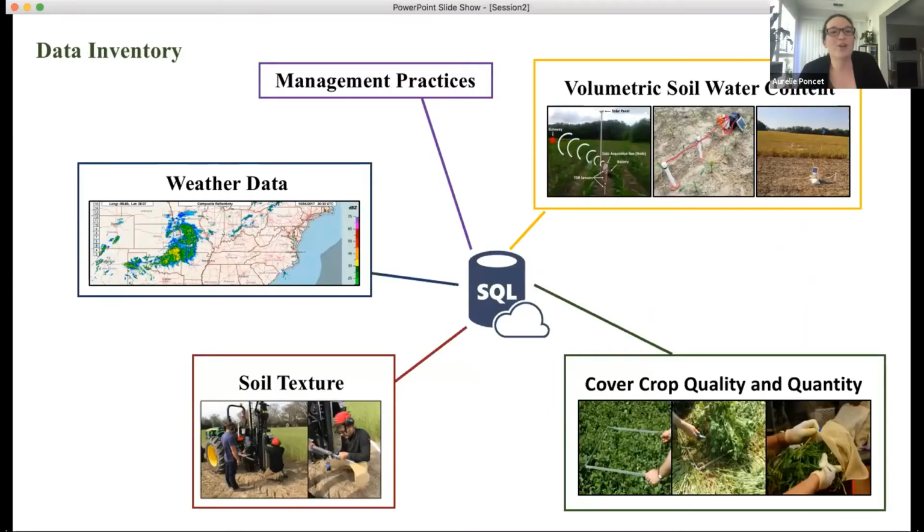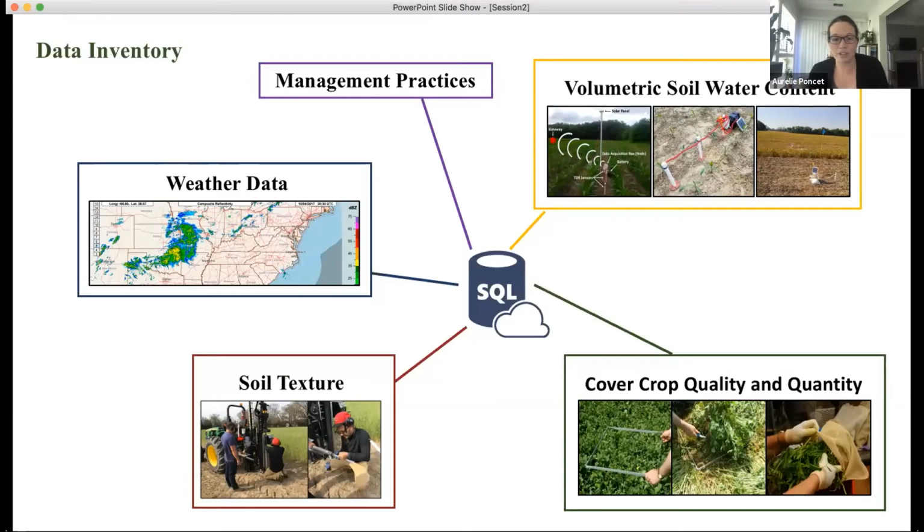Okay, so we have collected data to describe the management practices that each farmer selected in each location. So we basically allowed the grower to use any preferred management practices. So we asked them about the cover crop species mix that they wanted to plant, and the planting method, planting dates, the termination method, the termination date, and their nitrogen management strategy.